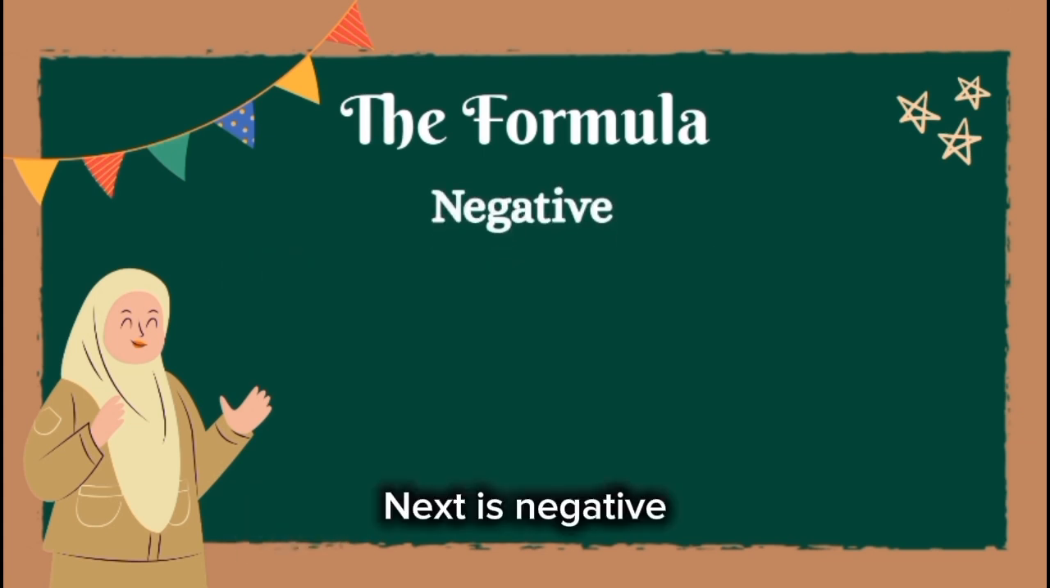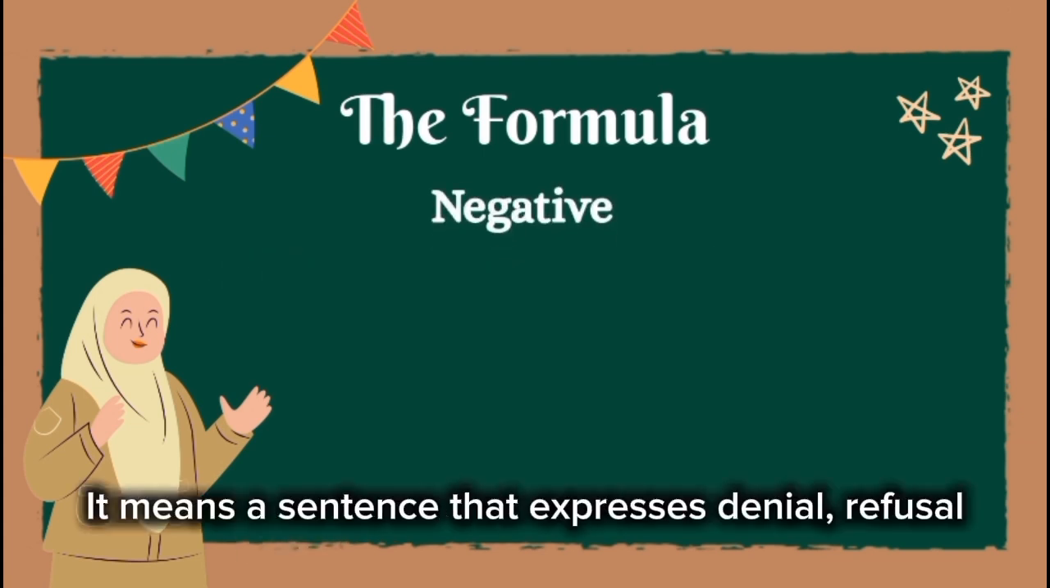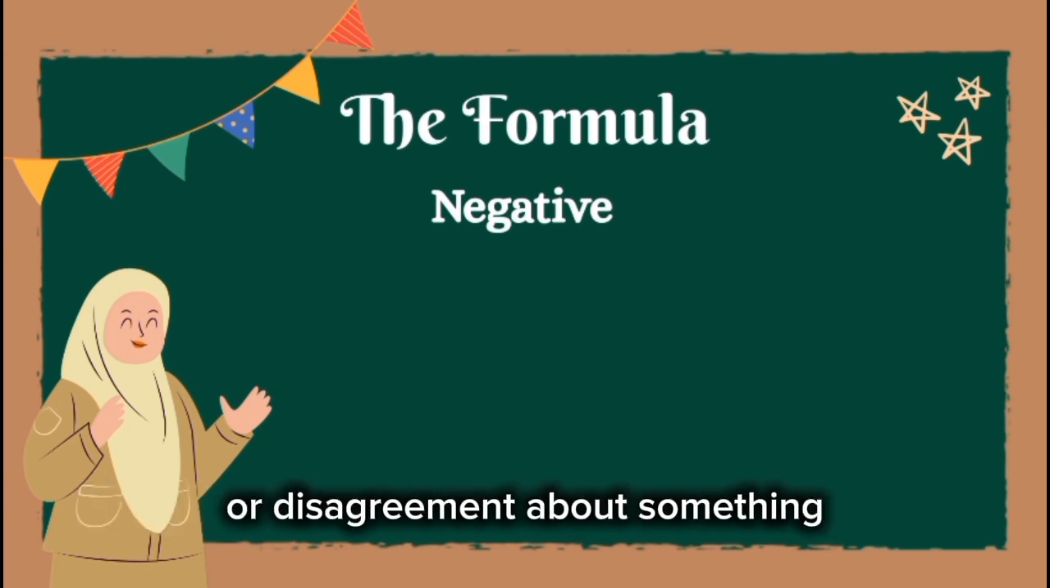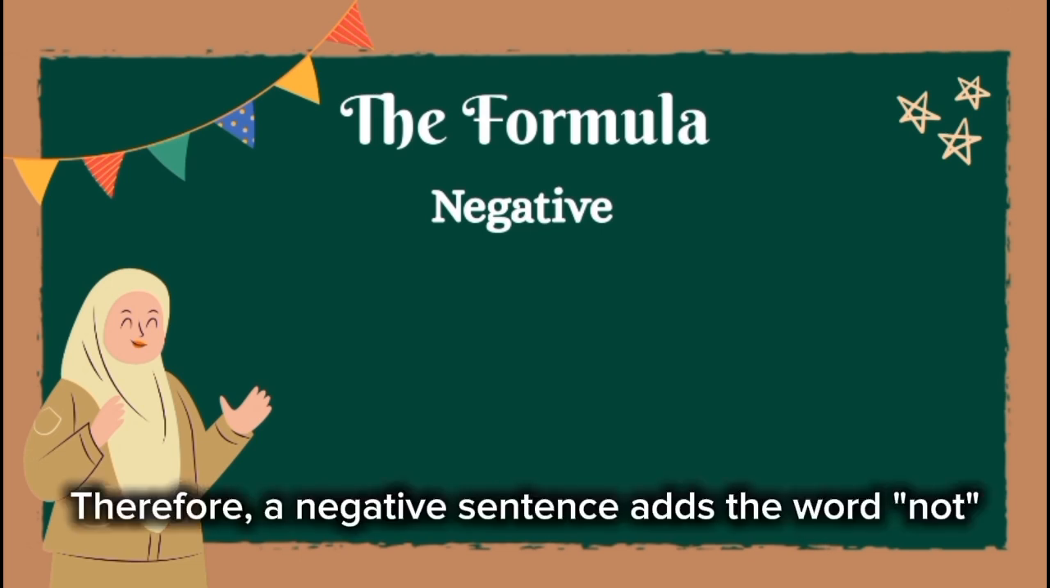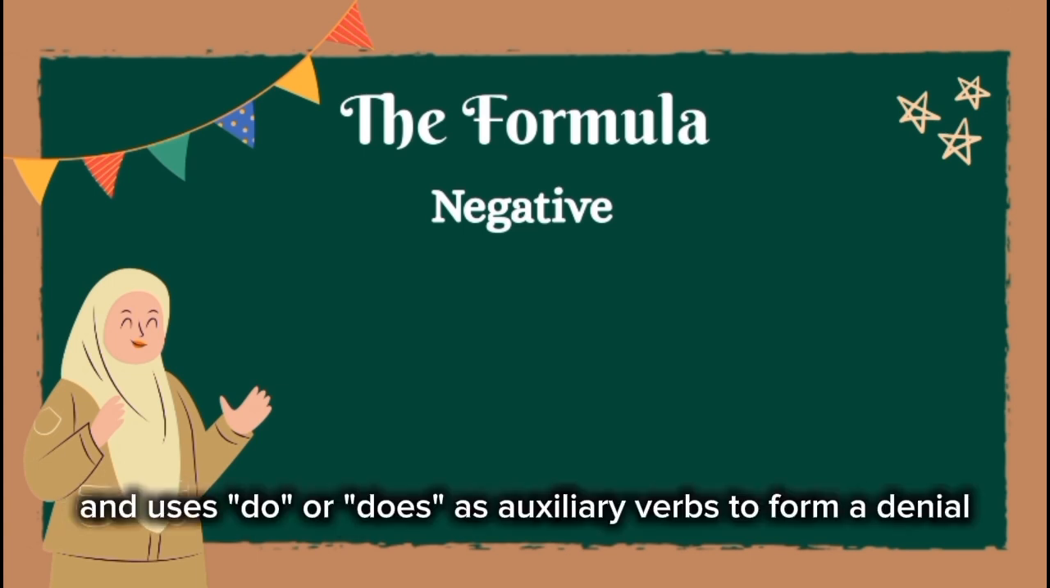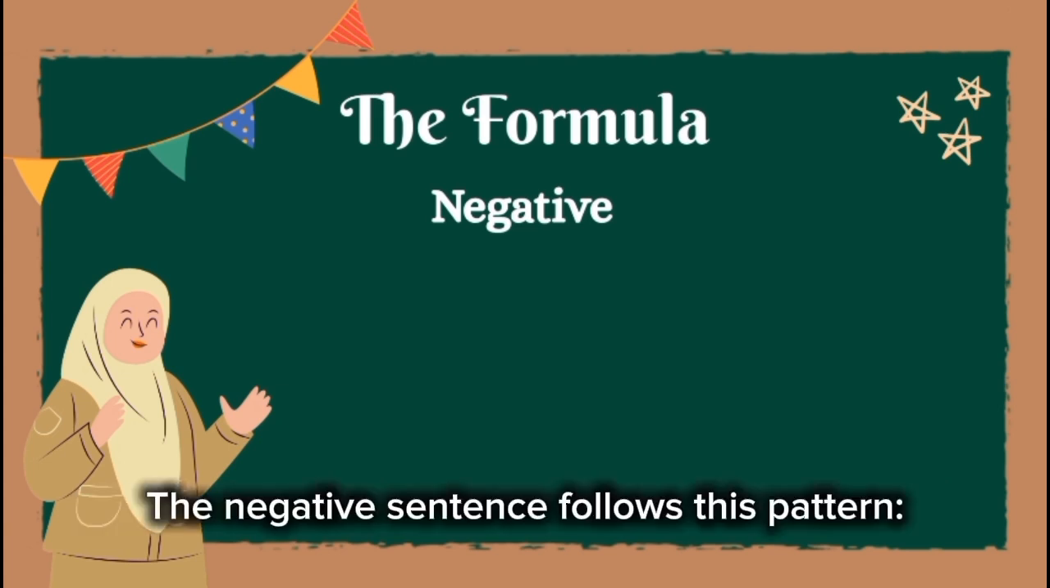Next is negative. It means a sentence that expresses denial, refusal, or disagreement about something. Therefore, a negative sentence adds the word not and uses do or does as auxiliary verbs to form a denial. The negative sentence follows this pattern.